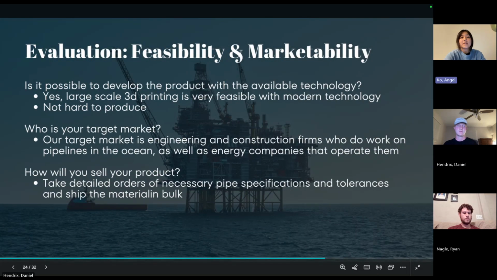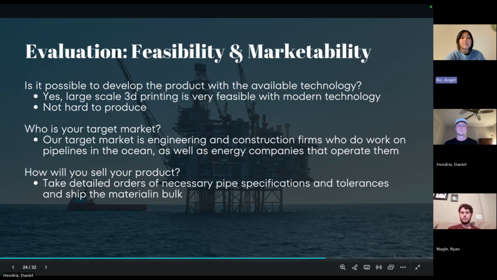So we asked ourselves, is it possible to develop the product with the available technology? And we believe yes, because with the modern technology we have, large-scale 3D printing is pretty feasible, and it's actually used in a lot of industry standards, and it shouldn't be too hard to produce in the real world. Our target market is the engineering construction firms that deal with these oil rigs, oil tankers, and oil infrastructure, who do work on these pipelines, as well as the energy and petroleum companies that operate them.